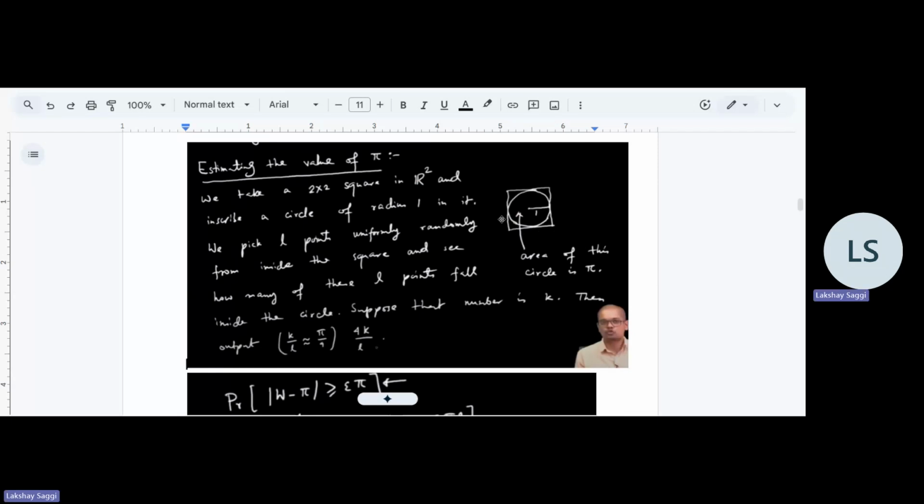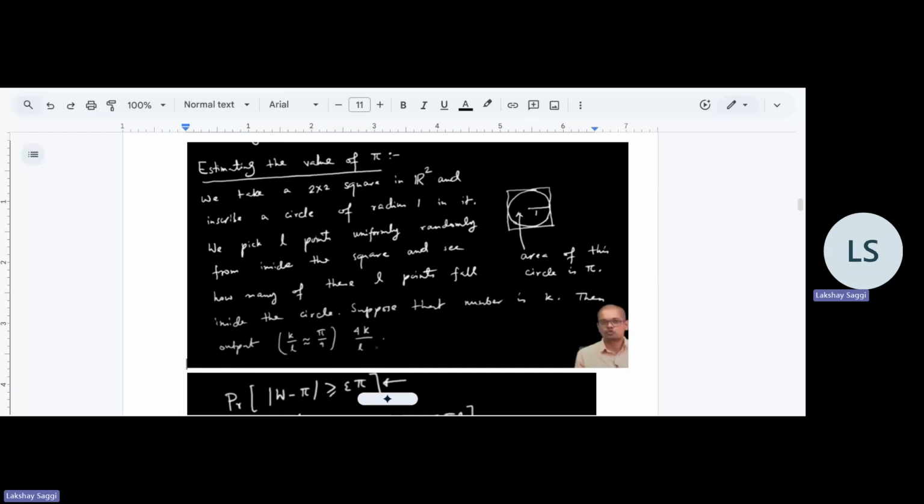So this is a square whose each side has a length of 2. And in that, let's say we inscribe a circle of radius 1. So in this square, we inscribe a circle with radius 1 and diameter 2. So naturally, this circle touches these four sides, right?